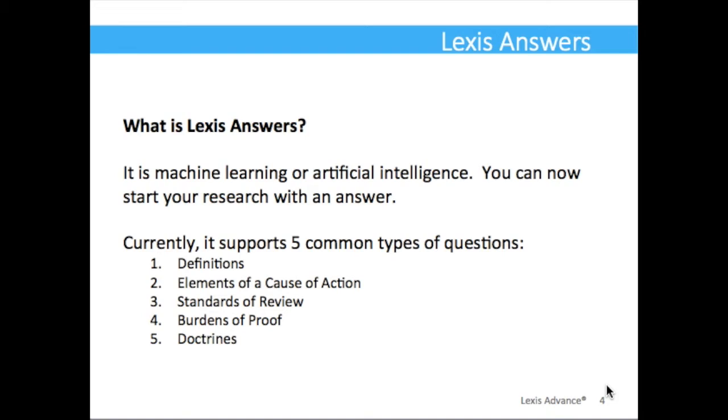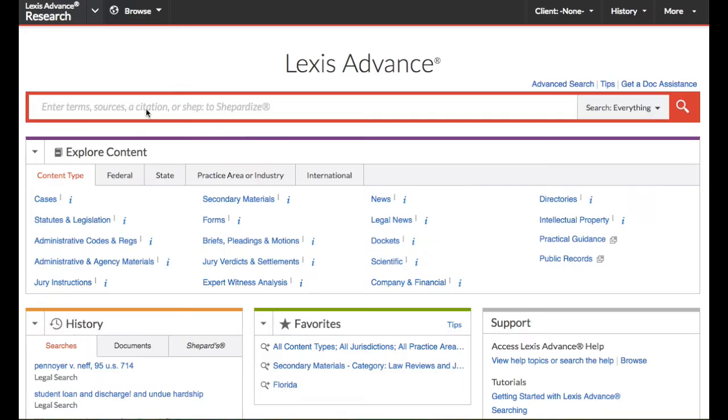And so the first one is definitions. You can find the elements for a cause of action. You can look up standards of review, find the burden of proof, or even look up doctrines. And so the other thing to note is you can look for a specific state jurisdiction by just typing that into the search box whenever you're asking the question. All right, so we're going to switch over to Lexis Advanced now, and I'm going to show you what it looks like and how you can get those answers.